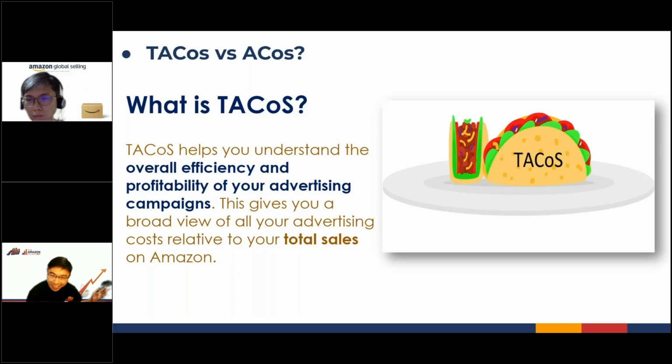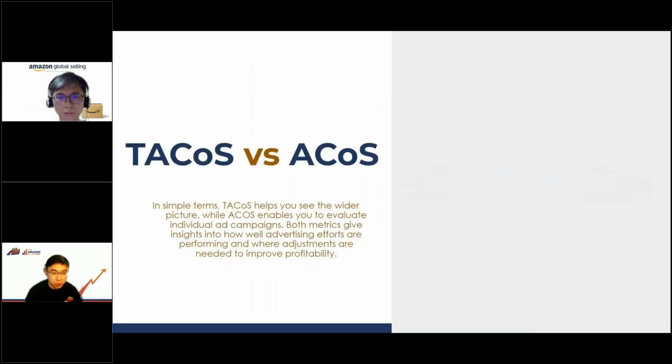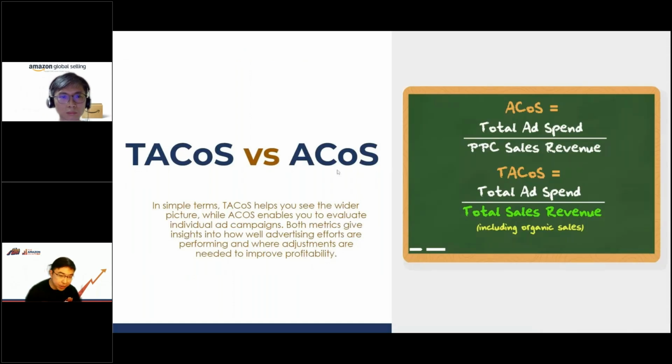That's all. Okay? So this is the two difference. The only difference here, like what I mentioned, is the inclusion of the organic sales. That is all. This is the formula actually, right? If you talk about ACOS versus TACOS.